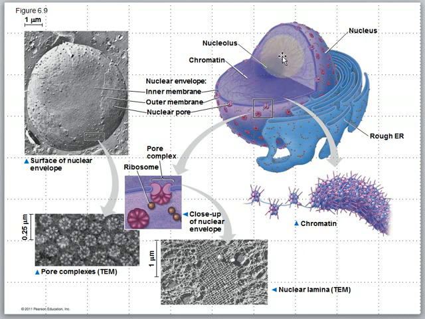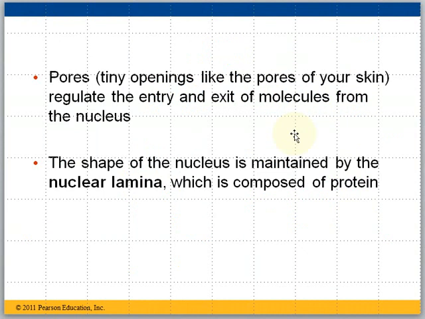So that's all the genetic material, and then you can see it's surrounded by other material we're going to look at, including the endoplasmic reticulum. There are pores that lead in and out of the nucleus, similar to the pores in your skin, tiny openings that regulate the entry of certain materials, and we're going to talk about those. And then there's something called the nuclear lamina, which is the structural framework that holds the nucleus and gives it its shape.